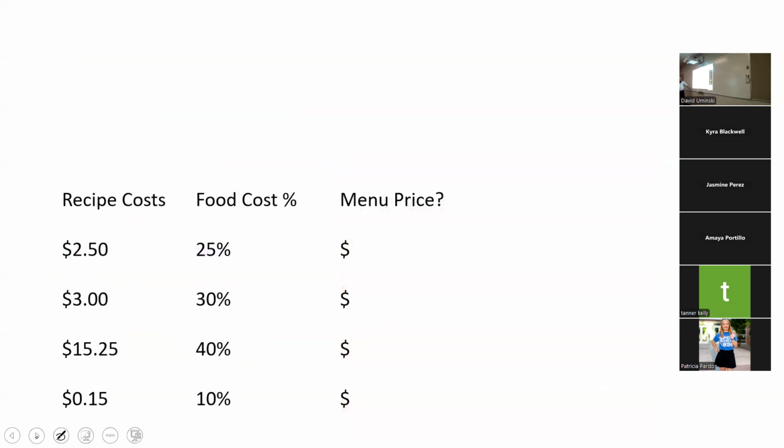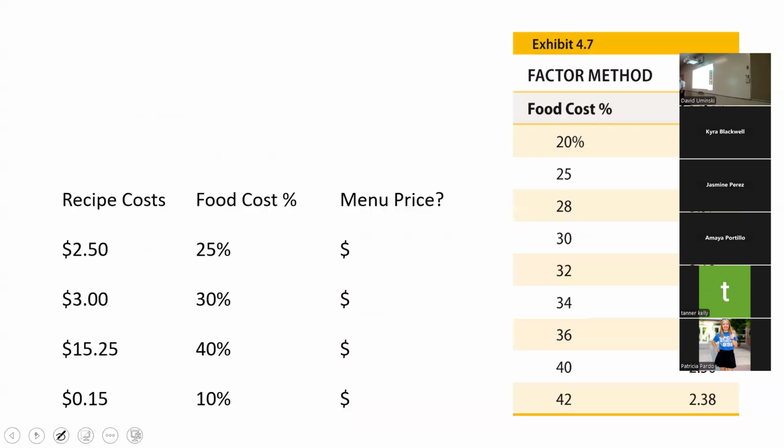Okay. The next one is the factor method. So the next method I'm going to talk about is the factor method. One of them that we're not going to talk about today is the triangle. That's the food cost percentage. We've already talked a lot about that previously, so we're not going to talk about it so much this class. And so the next one is our factor method.